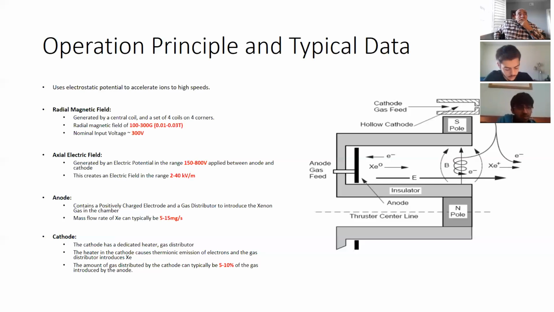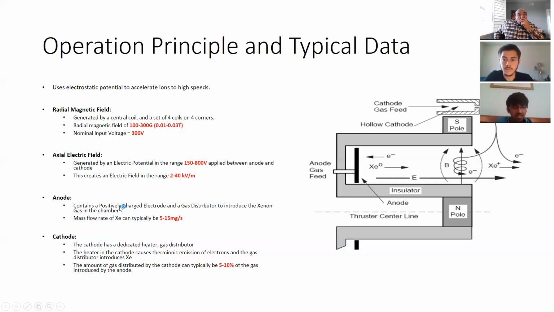Now the next point is that this creates an electric field of the order, again dependent on the power of the Hall thruster. It can be 2,000 volt per meter all the way to 40,000 volt per meter. So this is just the general range. The next few points to keep in mind are specifically about the anode and the cathode.